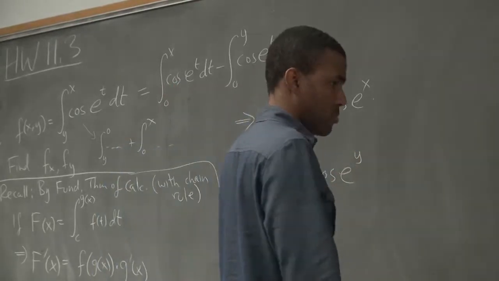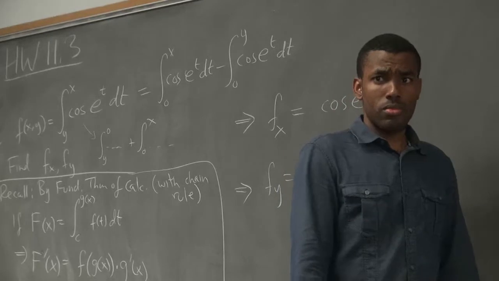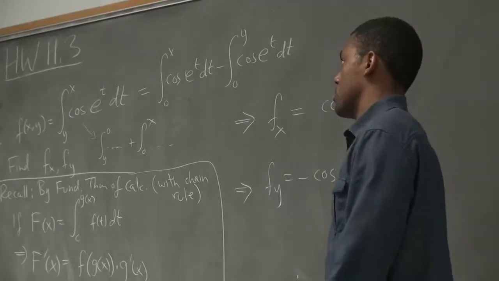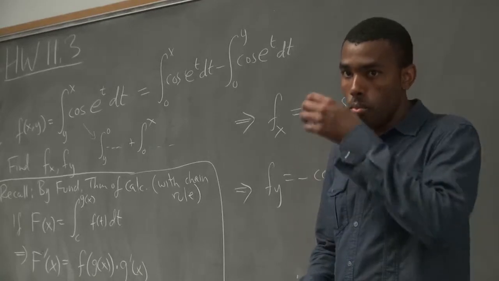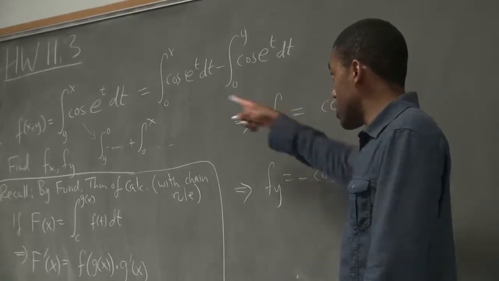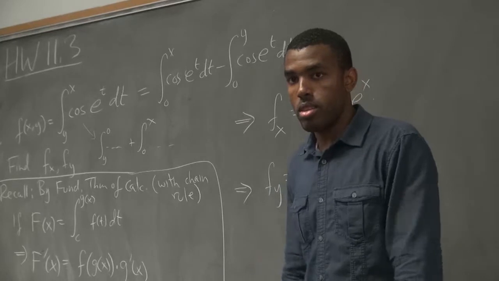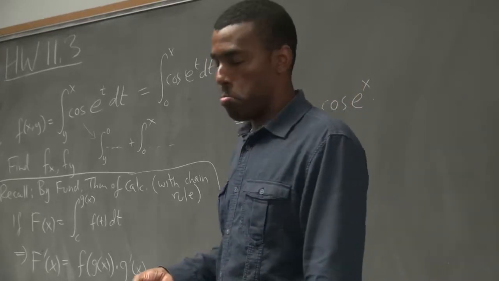I just took the integral of cosine e to the t. You can integrate that because you have e to the t. We can integrate the integral of cosine e to the t. You can't do it with u substitution. Nope.